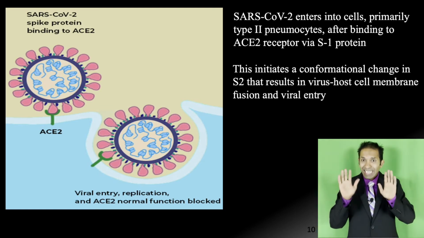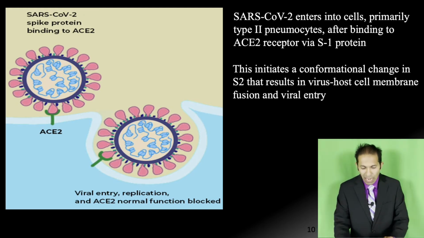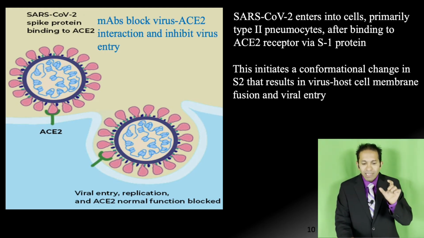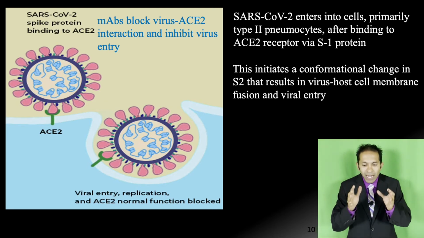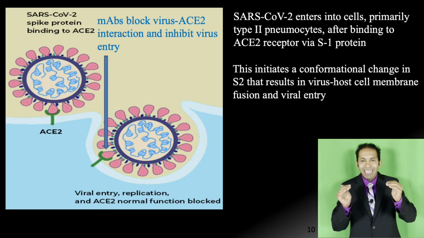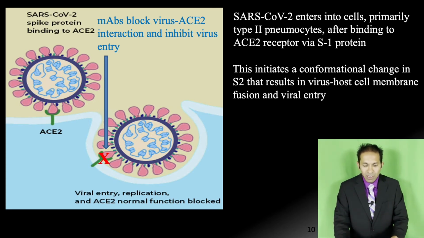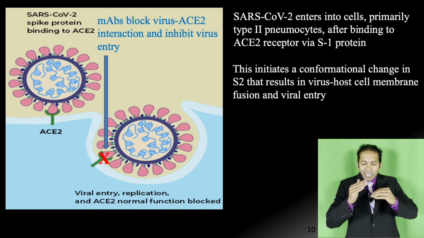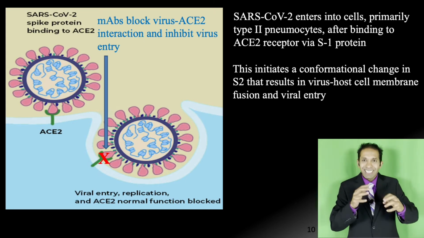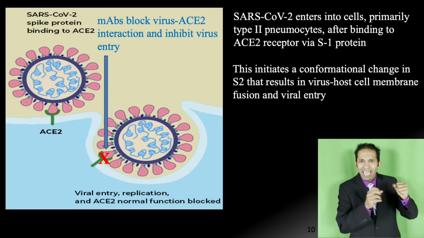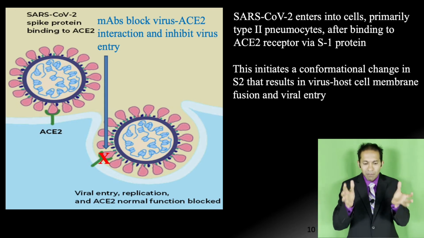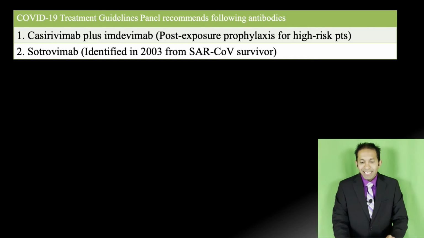Okay, can we block this step? Answer is yes. How do you block? Monoclonal antibodies block virus-ACE2 interaction and they inhibit virus entry. Okay, so now this blue arrow, if you see, these antibodies can block the entry of virus by blocking this interaction of S1 and S2 protein with ACE2 receptor. So this is the basic mechanism of monoclonal antibody. Okay, so let's go to the next slide and see how we use monoclonal antibody in the United States.